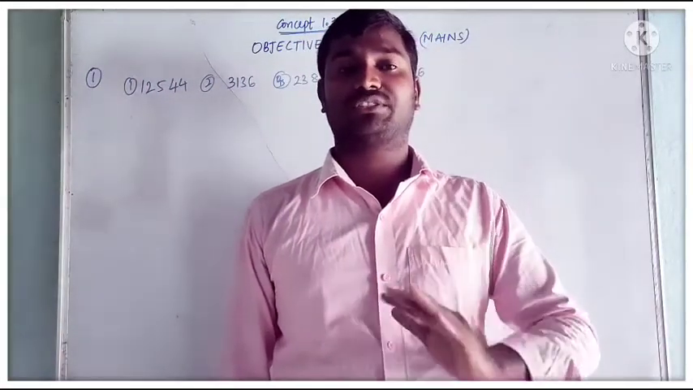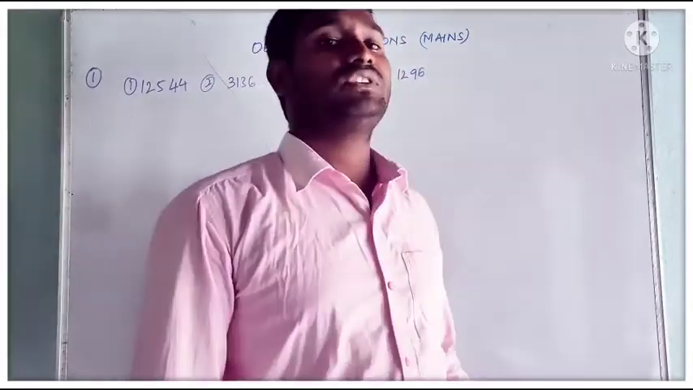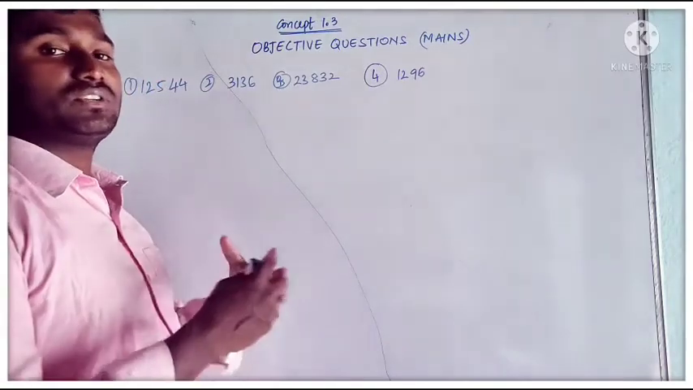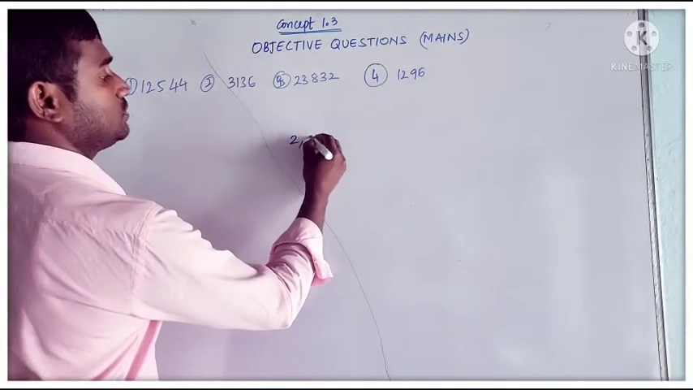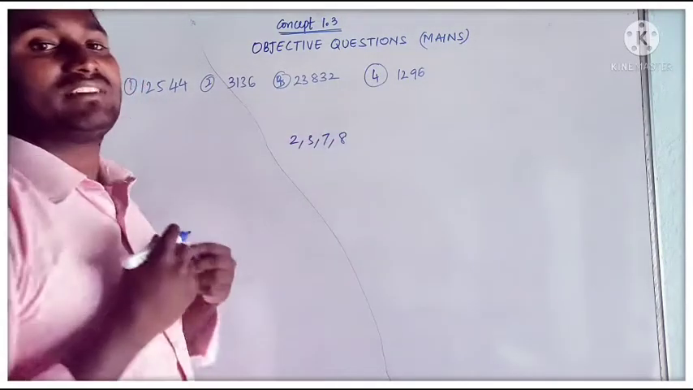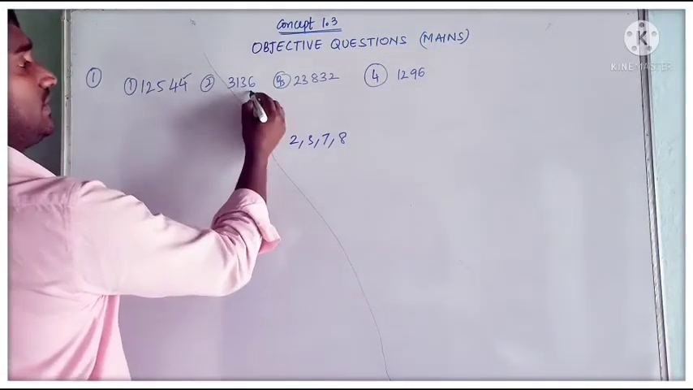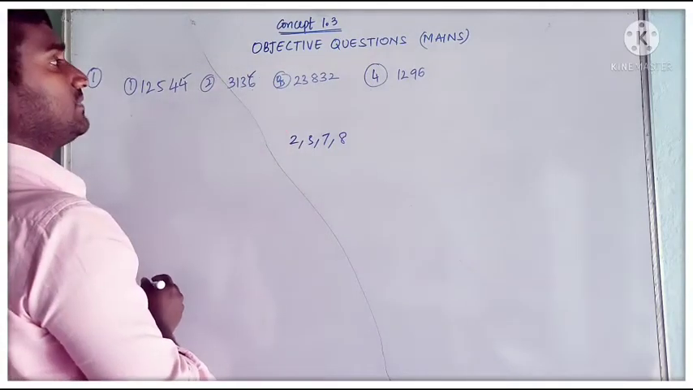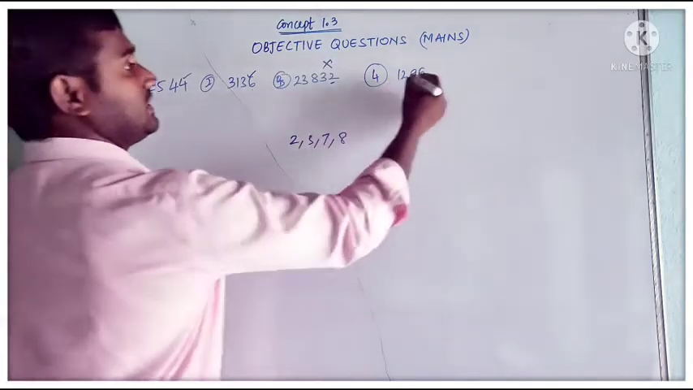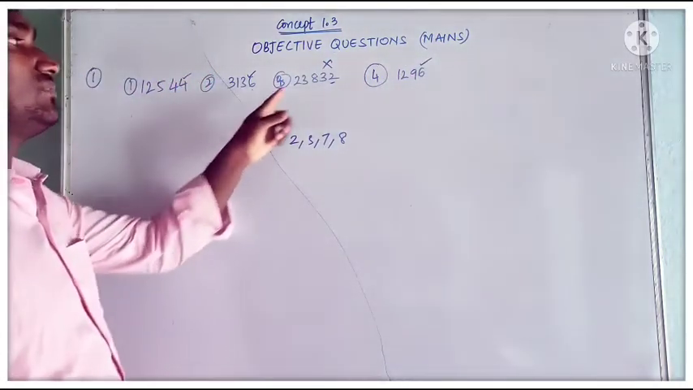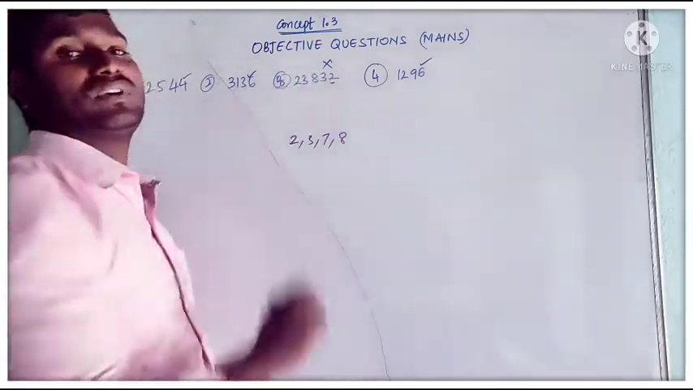In this video I am going to discuss with you concept 1.3 objective questions mains. In this first question we have: which of the following is not a perfect square? We know that if the number ends with 2, 3, 7, 8, it can never be a perfect square. If the number ends with 4, it may be a perfect square. If the number ends with 6, it may be a perfect square. So if the number is ending with 2, it is not a perfect square. Here it is ending with 6, it may be a perfect square. So 23,832 is not a perfect square.